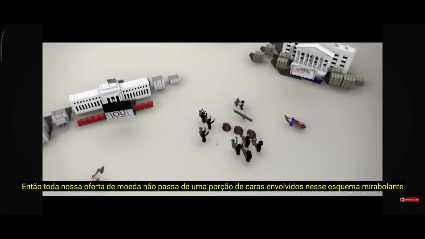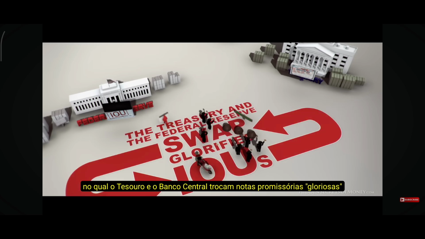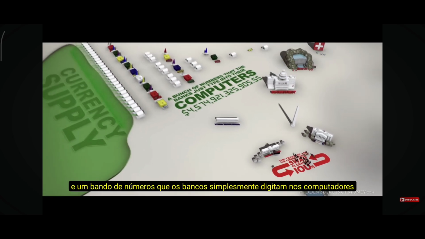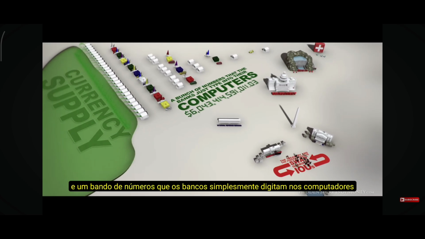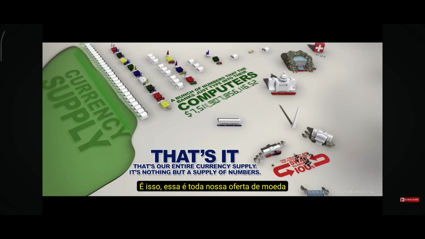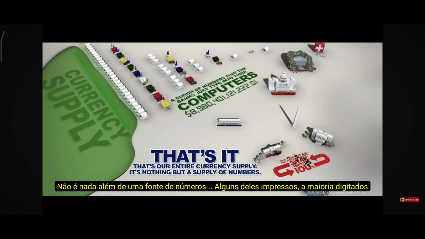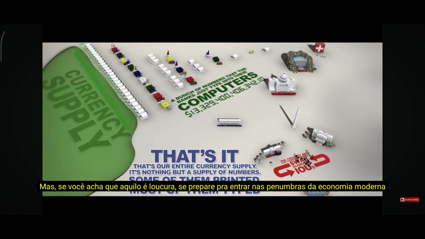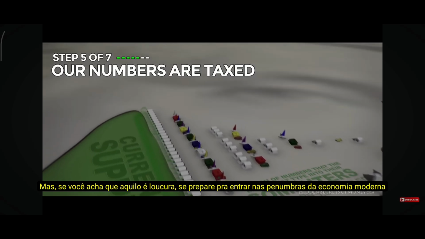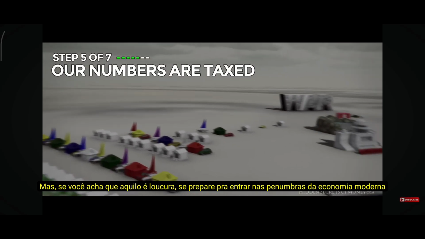So our entire currency supply is nothing but a couple of bucks whipped up in this hocus-pocus scam where the Treasury and the Federal Reserve swap glorified IOUs, and a bunch of numbers that the banks just type into their computers. That's it. That's our entire currency supply. It's nothing but a supply of numbers. Some of them printed, most of them typed, and there is nothing else. But if you thought that was crazy, get ready to enter the twilight zone of modern economics.